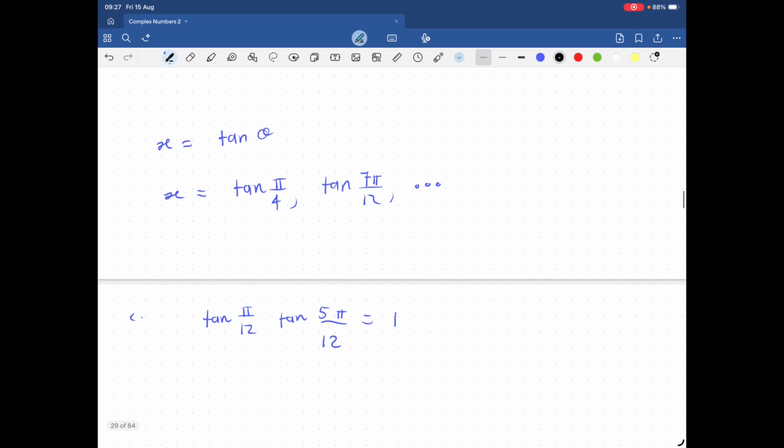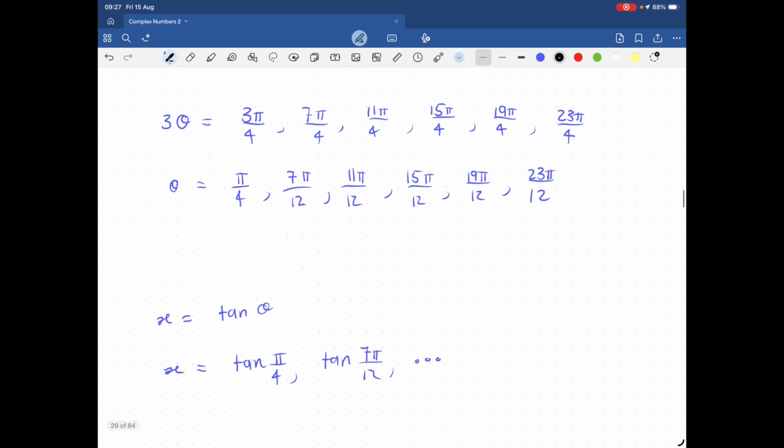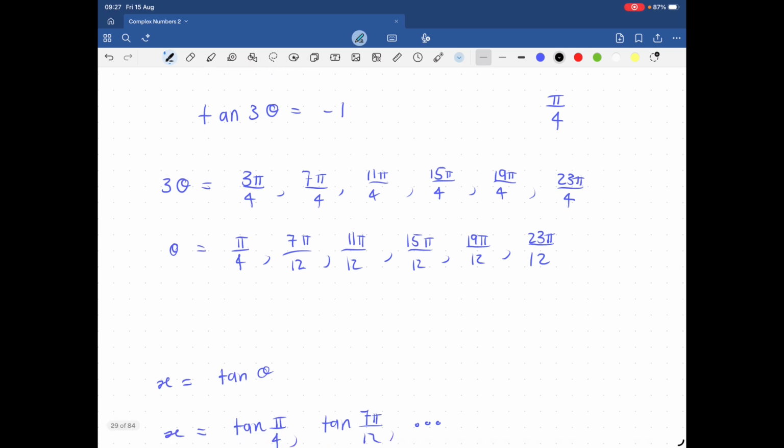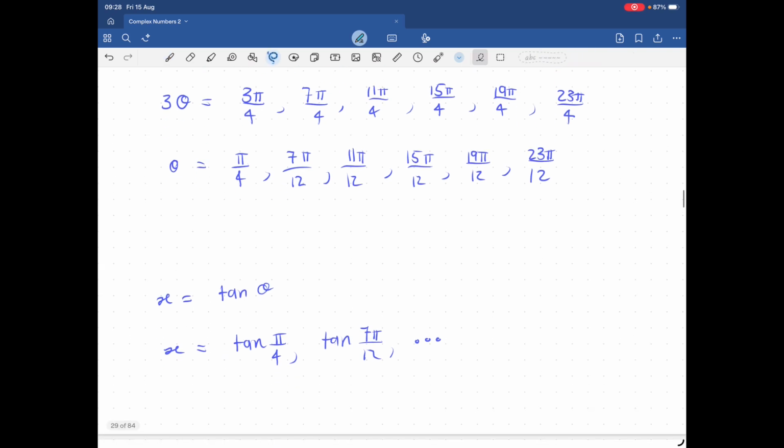So the one that's going to be pi on 12, if we have a look, we've got 3 pi on 4, 7 pi on 4, 11 pi on 4, 15 pi on 4, 19 pi on 4, and 23 pi on 4. And we have to, again, look at these and see which one is the same. Now, we've discussed that 7 pi on 4 is not quite the same.